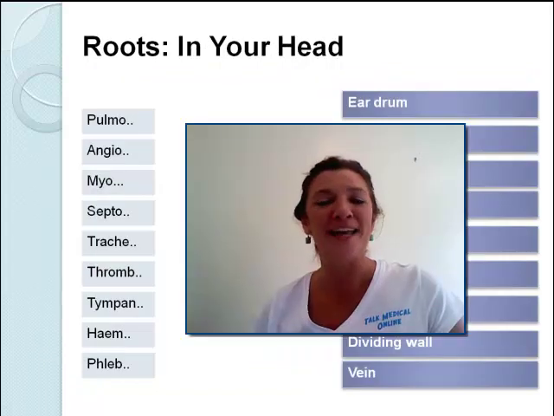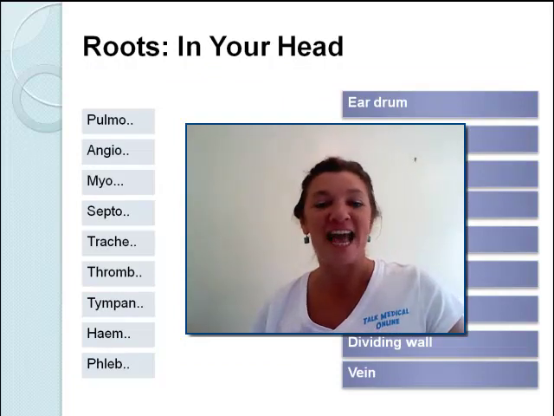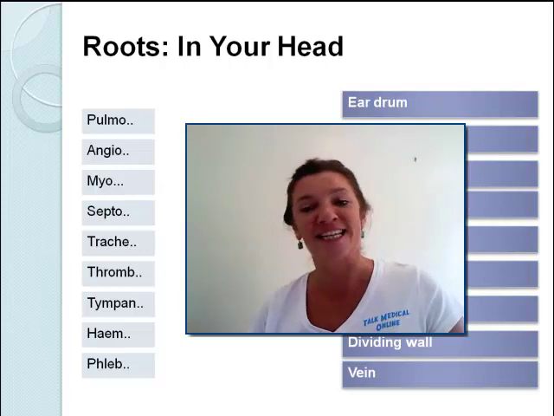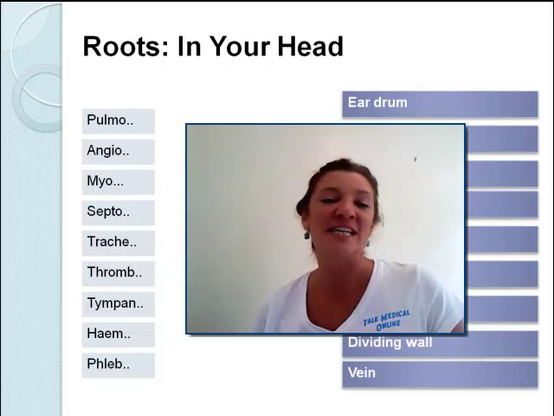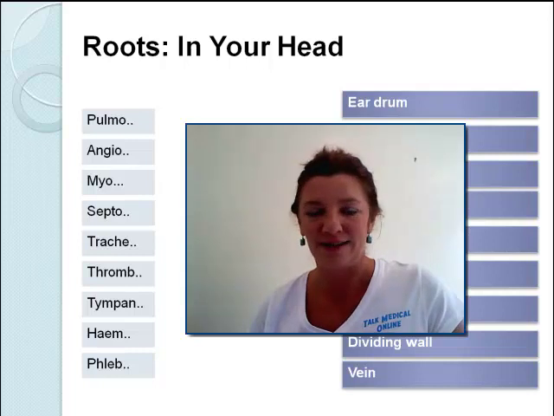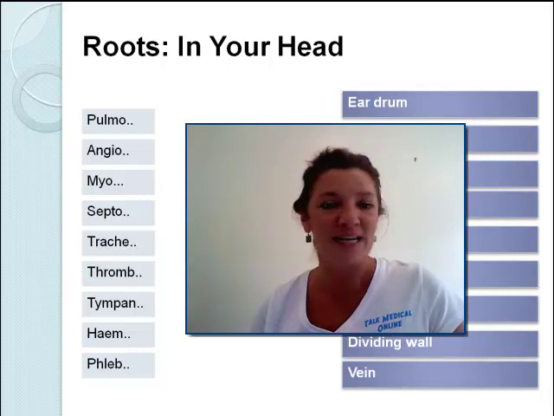It's time for In Your Head root terms. Here we have a list on the left-hand side. Have a look at it and try and match up the root term with the definition on the right-hand side. I've been a bit cheeky on this one and actually thrown in some root terms from other areas. So let's start off and have a look, and I'll click my magic button in a minute.